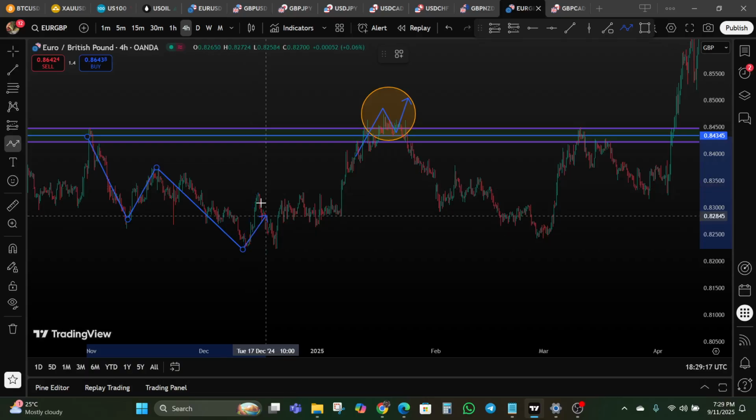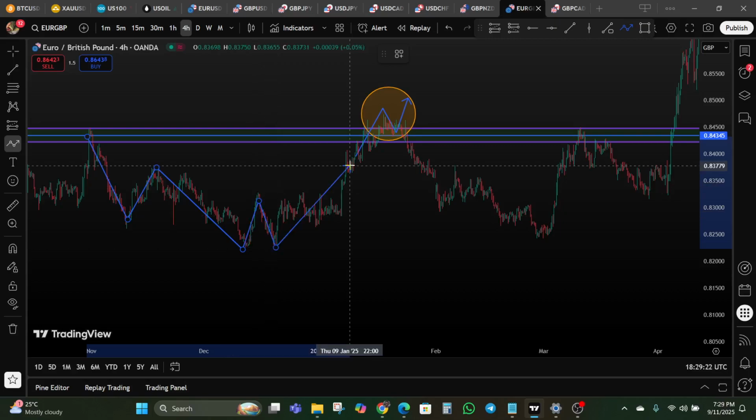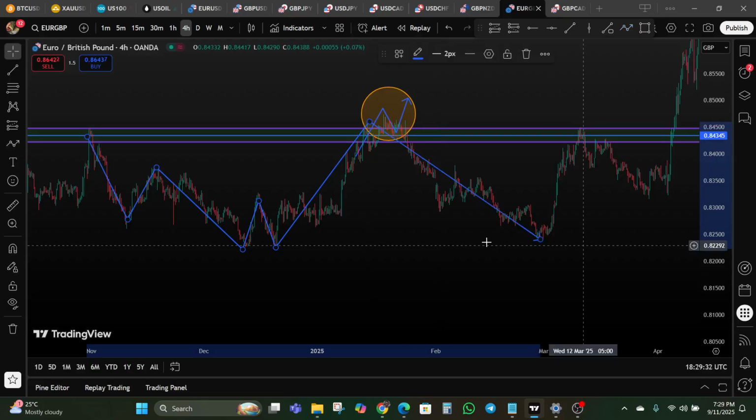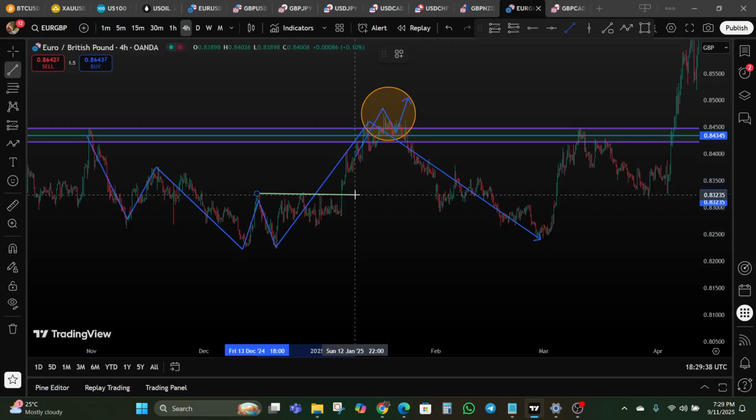Then we had an equal low here, right? And then we had price break this structure. We had a change of character here, right? And then we had price come back towards the zone. Now let us trace this to know if price came to test an order block here, because you can see that in this case there was a change of character here.